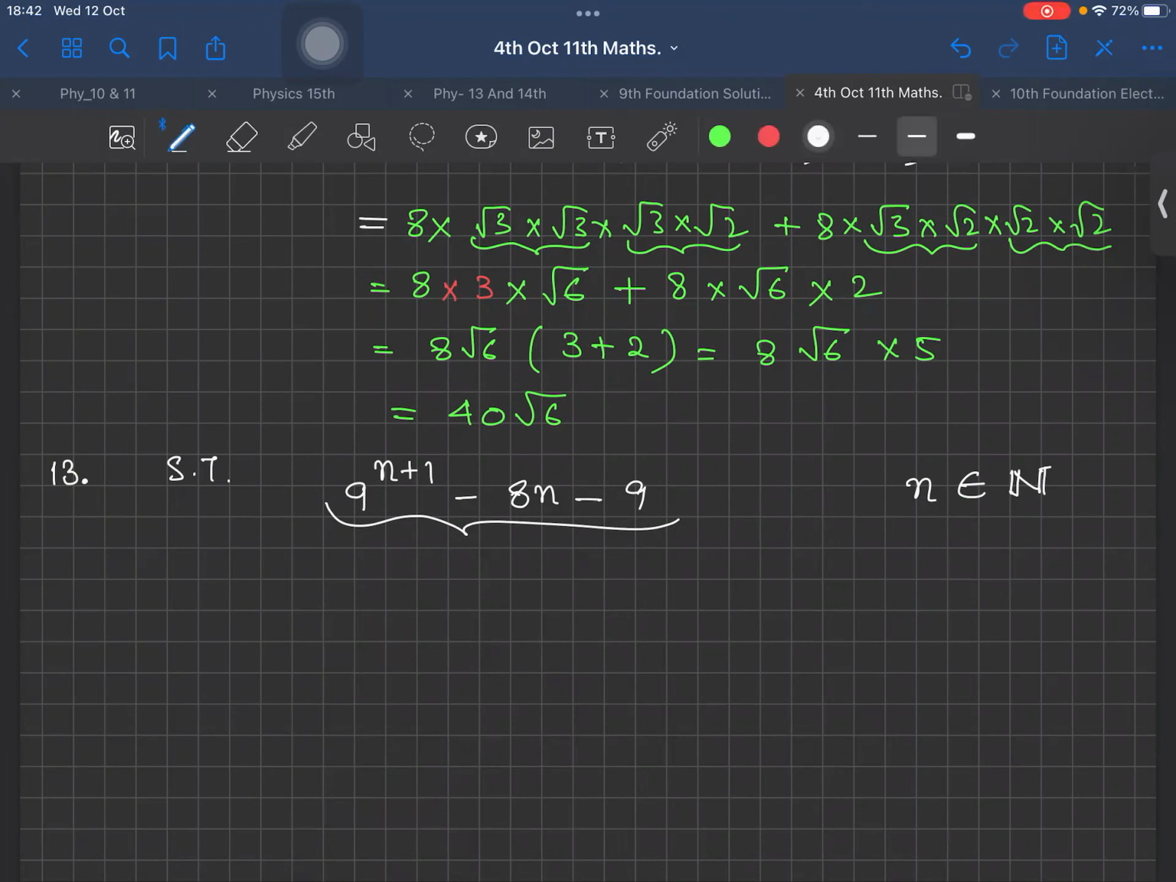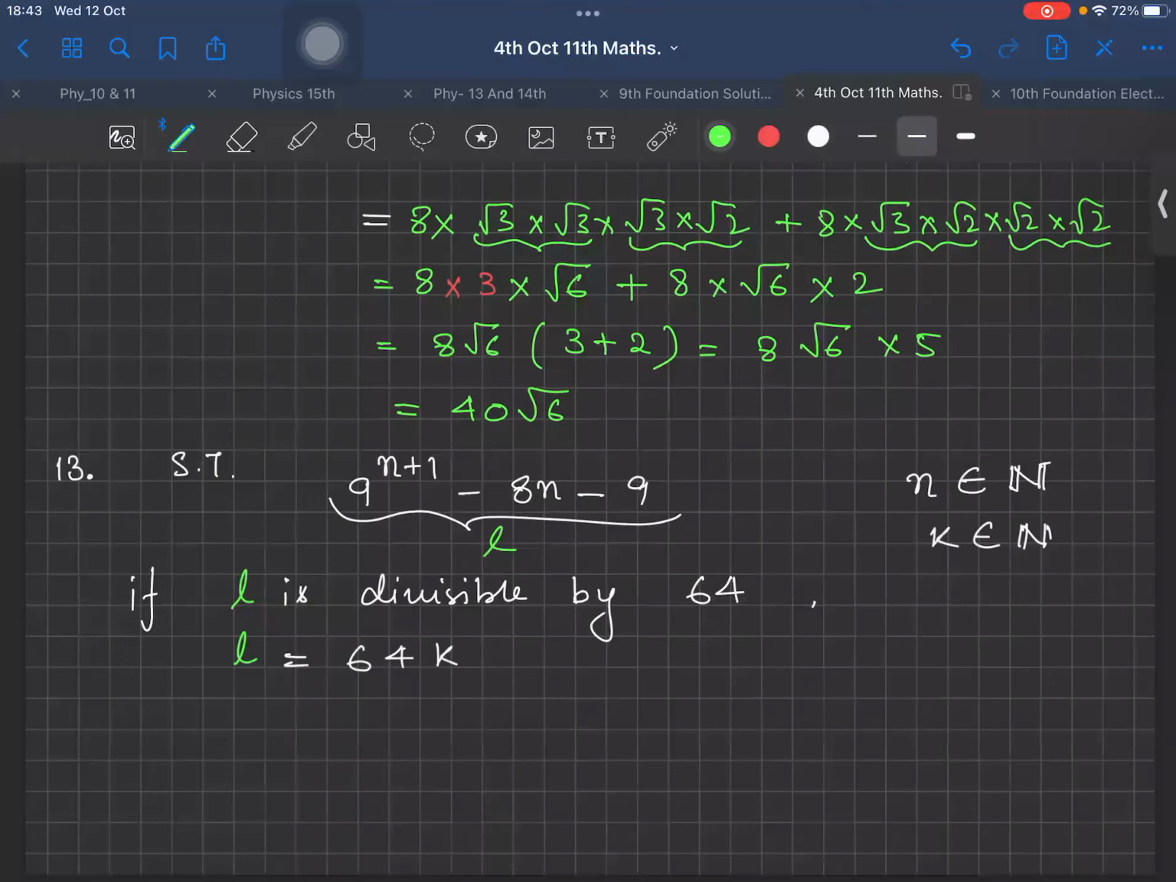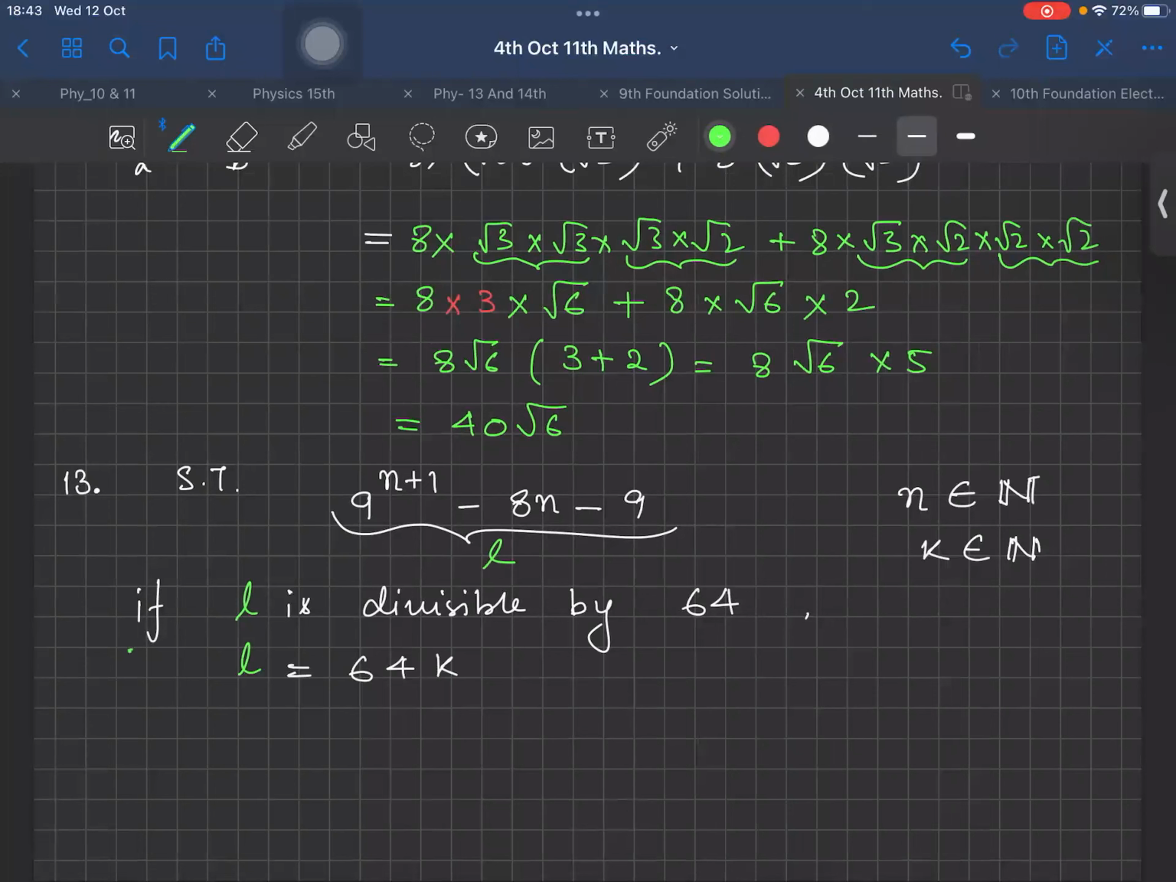That means if this value, let's say this is some number n, if n is divisible by 64, what we need to show is that n is equal to 64 times k, where k is a natural number. Sorry, n is already present. Let's say this is L, not k, not n, because n is already there. So this complete equation is L. If L is divisible by 64, therefore L should be equal to 64 into k, for k being a natural number.